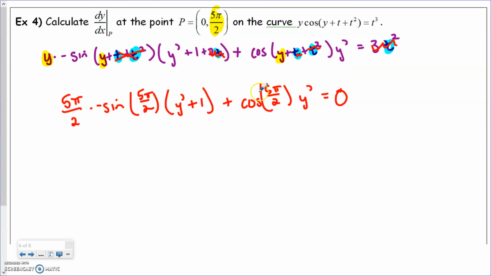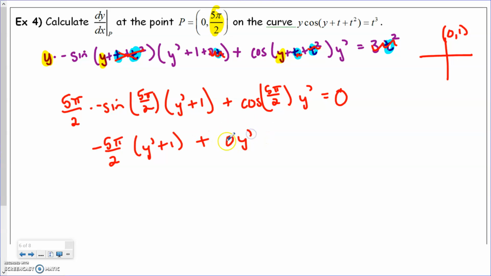Now, you need to know 5 pi over 2 is the same as pi over 2. So pi over 2 is up here. We have the point 0, 1. So sine is 1. So this is really a negative 1. So negative 5 pi over 2 times y prime plus 1. Cosine is 0. So we have 0 times y prime, which is just 0. So we really just need to solve here.